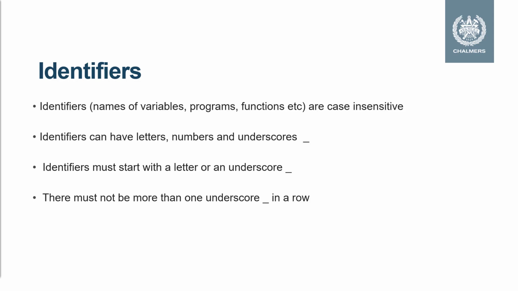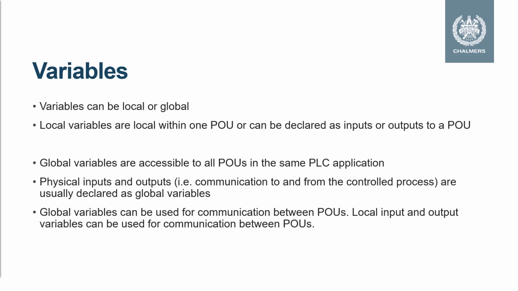I can use letters, numbers, and underscore for the names, and only that. And the identifier cannot start with a number. It must start with an underscore or a letter. And I can never have more than one underscore at a time. Now our variables have both the data type and the name.